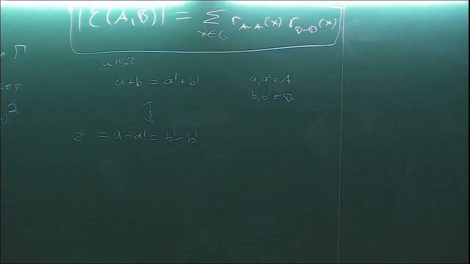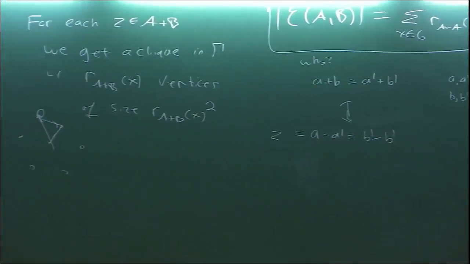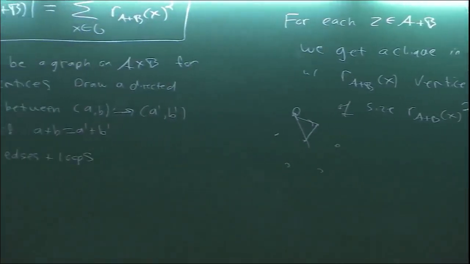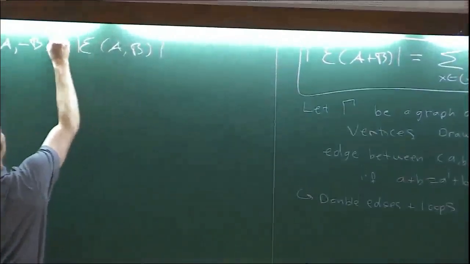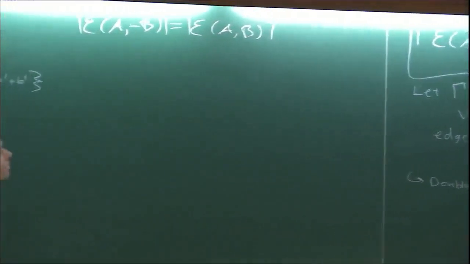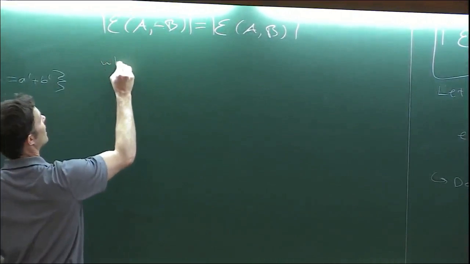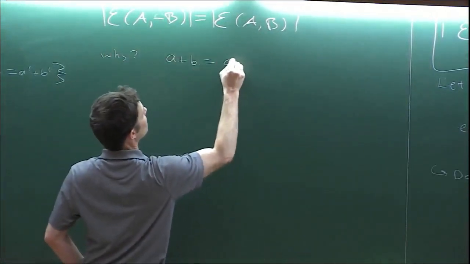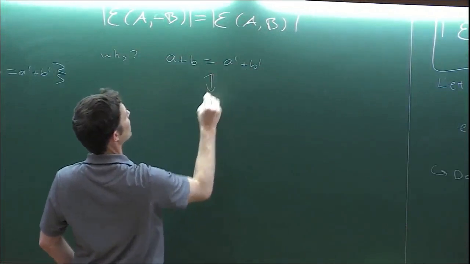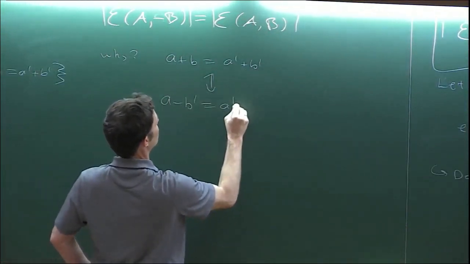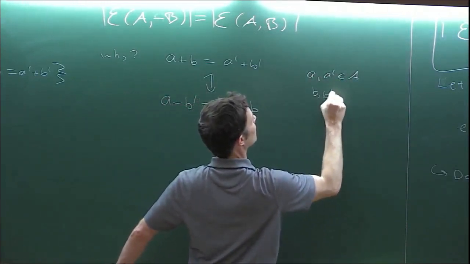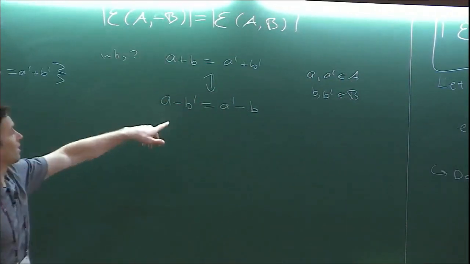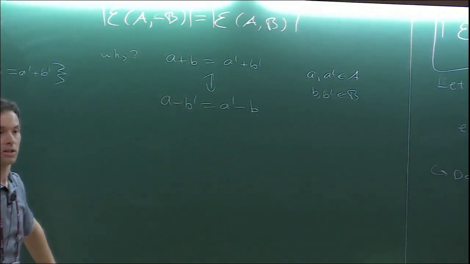And another important relation: if we change the sign on one of the sums, it doesn't change the energy. Of course, why again? This is for the same reasons. We have a plus b equals a' plus b'. That corresponds to a minus b' being equal to a' minus b. Sort of by the same kind of relation, we just changed the sign, we're counting the same relations more or less.